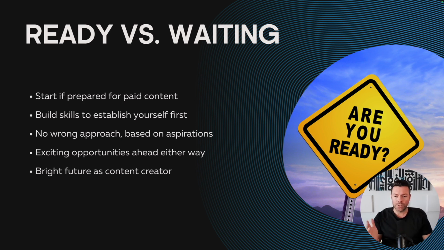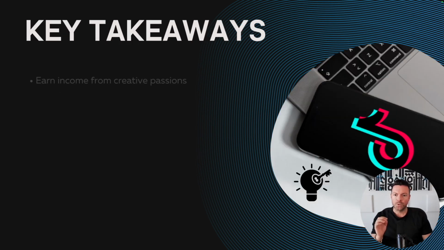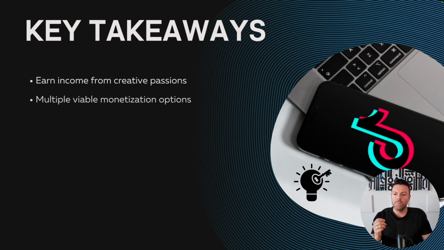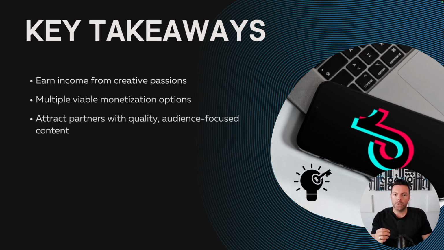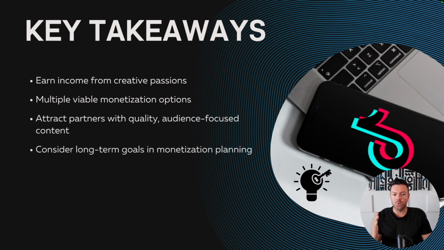But you have a very bright future as a content creator once you kind of figure out the algorithm and how to get videos to go viral. So key takeaways today: earn income for creative passions. It's an amazing time to be alive, and this opportunity is incredible. You have multiple monetization options like we covered today, and you can attract partners with quality audience-focused content, okay? So consider long-term goals in monetization planning as well. Don't just go spam tons of stuff. It's not going to help you in the long run. But you want to believe and learn that you're going to make an impact in this world with the products you're promoting. You're actually helping people solve real problems, all right?